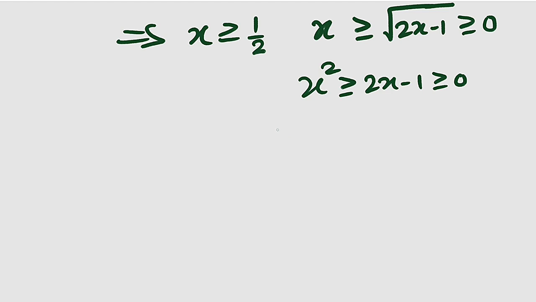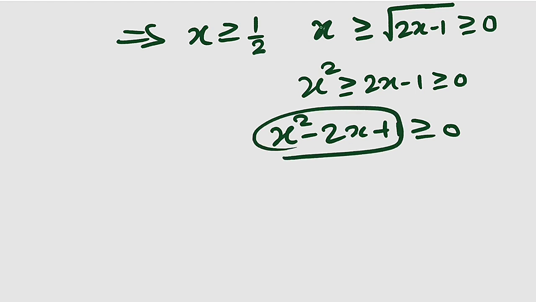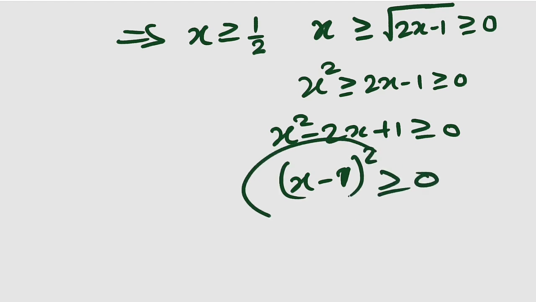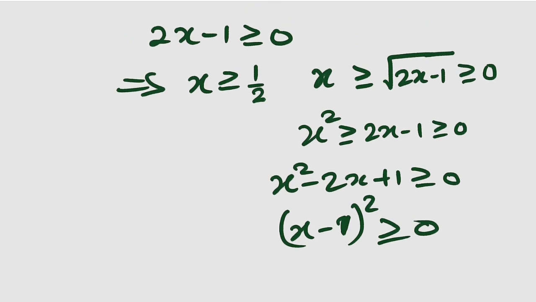You can bring all terms to the left hand side. x squared minus 2x plus 1 greater or equal to 0. This is a perfect squared quadratic expression. That's x minus 1 squared greater or equal to 0. You know that this is true for all real numbers. Whatever negative number you take, you square that, it will be greater or equal to 0. And hence our domain is what? x greater or equal to 1 over 2.